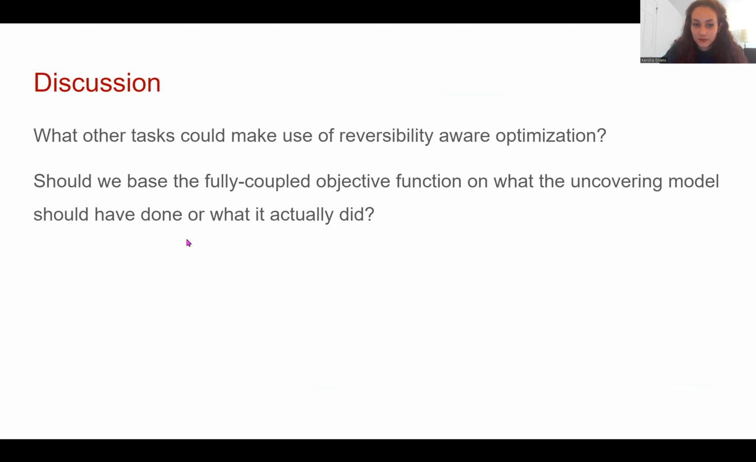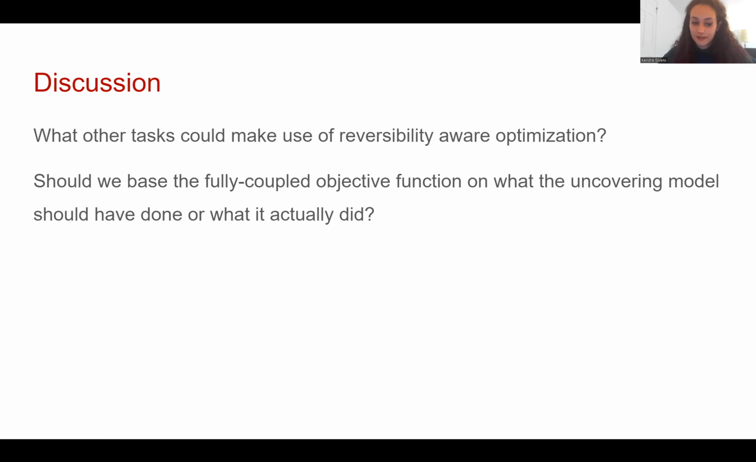Some interesting discussion questions that we've thought of: should we base the fully coupled objective function on what the uncovering model did or what it should have done? The idea is that if the uncovering model tried to uncover the target limb, the leg, and then accidentally uncovered the arm in the process, and then the recovering model comes in and covers up both the arm and the leg, it'll get rewarded for something that it shouldn't have had to do in the first place. So we've been thinking about whether we should feed in the state of what it should have been or what it actually did. And we're still in the process of discussing this.